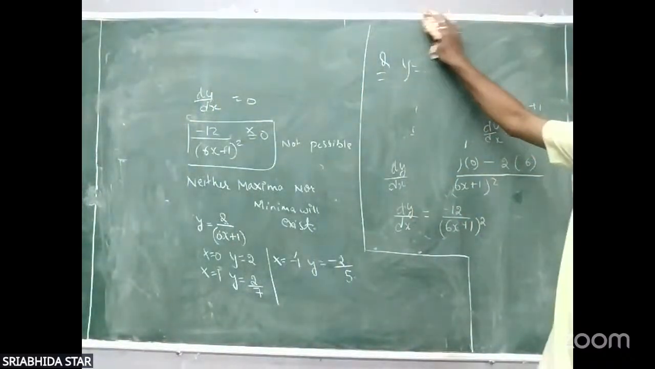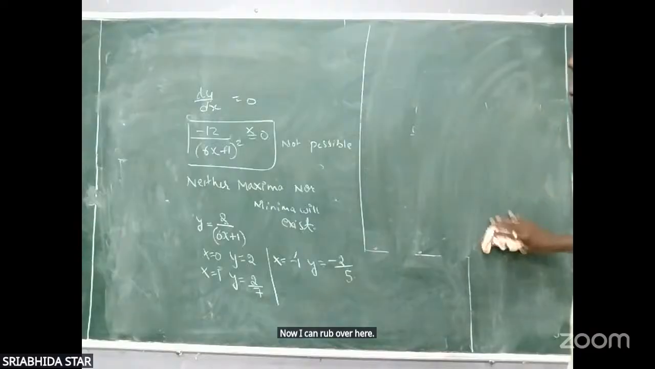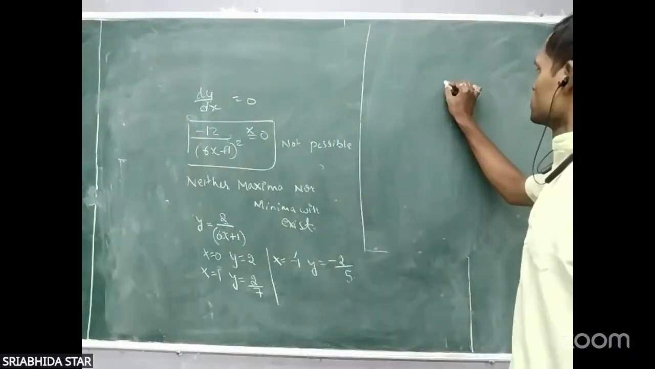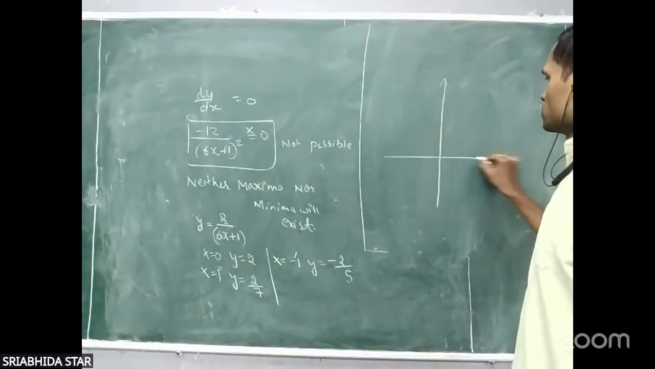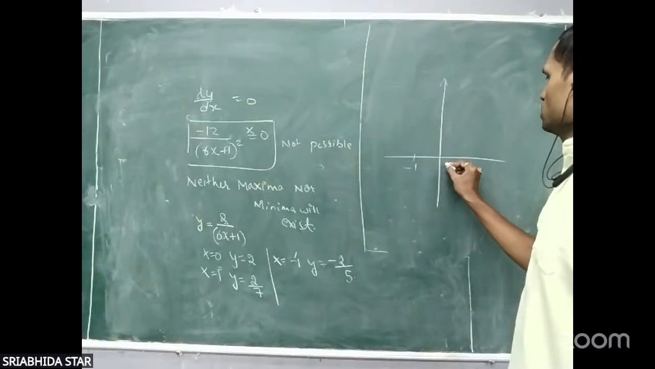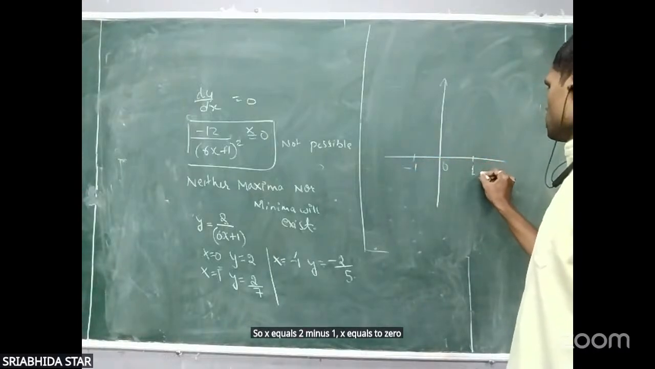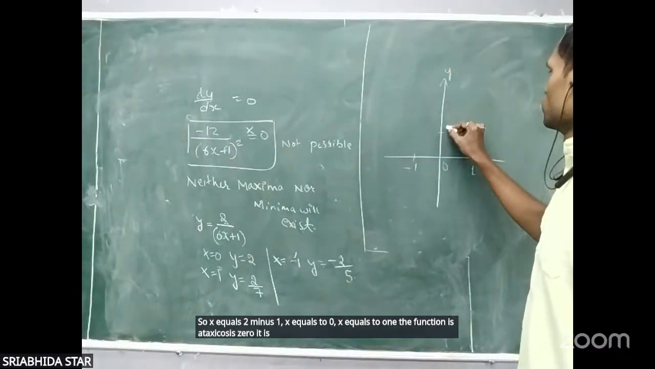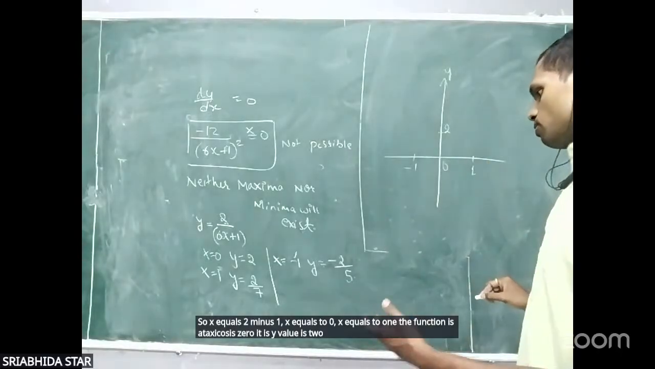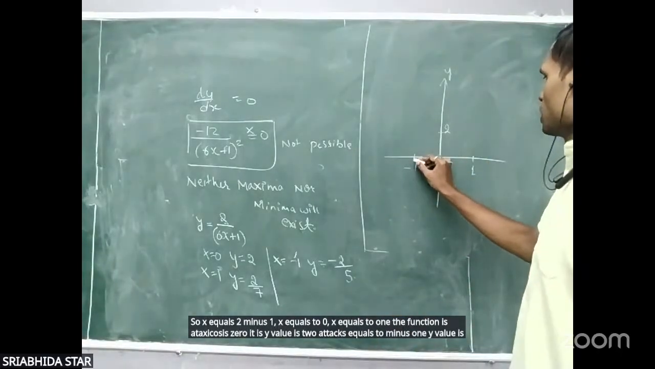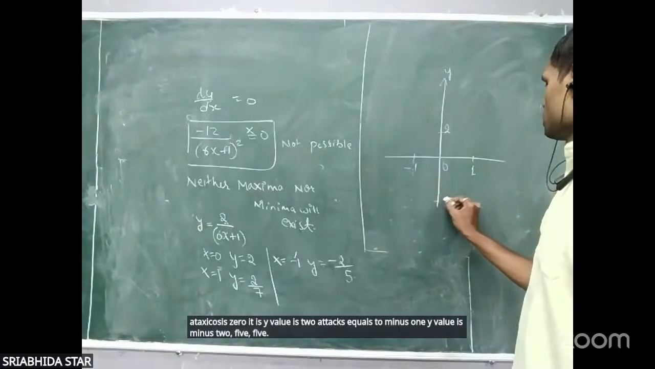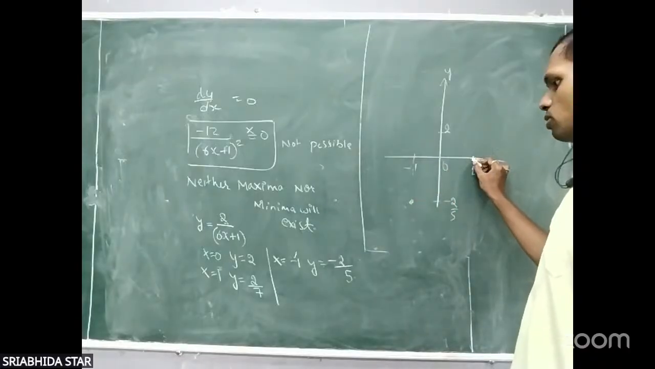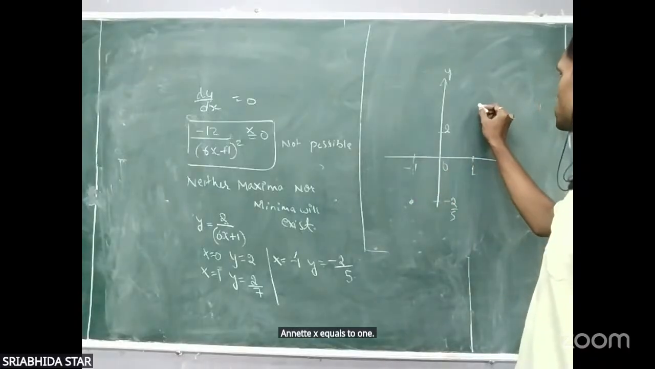Now I can rub over here. So x equals to minus 1, x equals to 0, x equals to 1. The function at x equals to 0, its y value is 2. At x equals to minus 1, y value is minus 255. And at x equals to 1, the y value is 2 by 7.